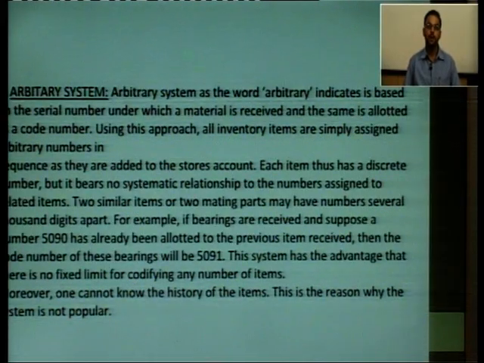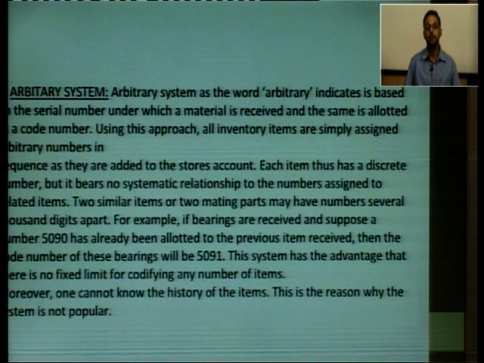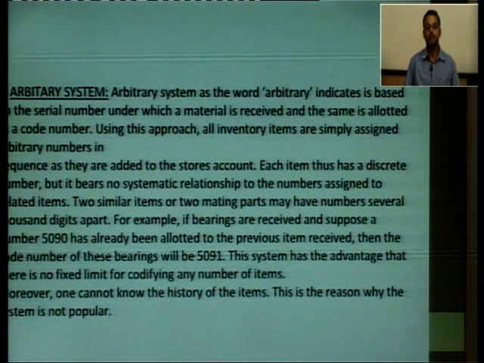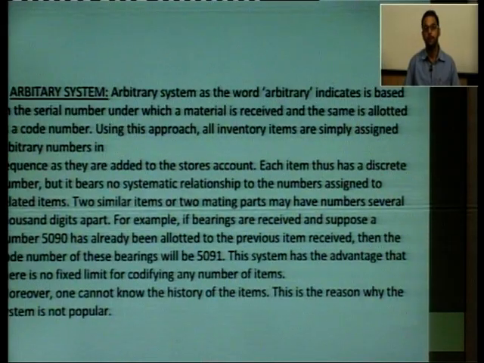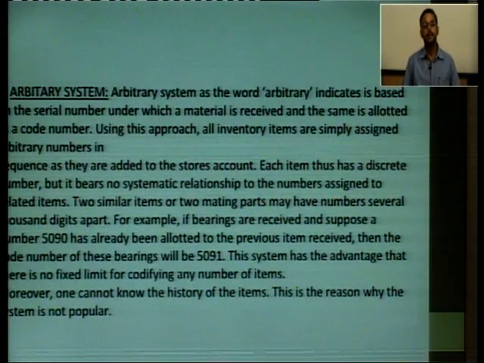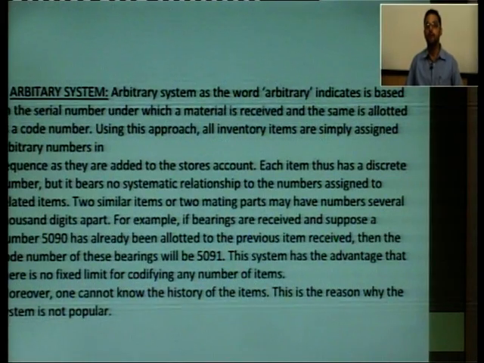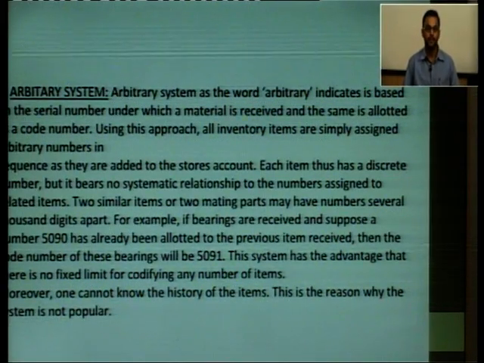Using this approach, all inventory items are simply assigned arbitrary numbers in sequence, as they are added to the stores account, just like our serial number in class. While taking attendance, students have their particular unique roll numbers, but we are still maintaining a serial number just to count how many students there are. In the same way, in an arbitrary system, a number is allotted to a particular item.